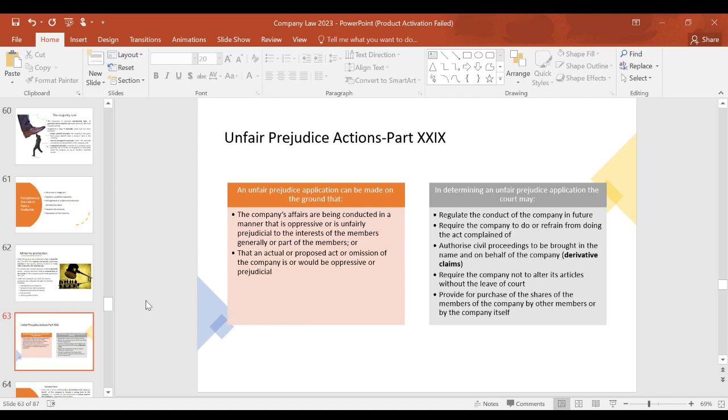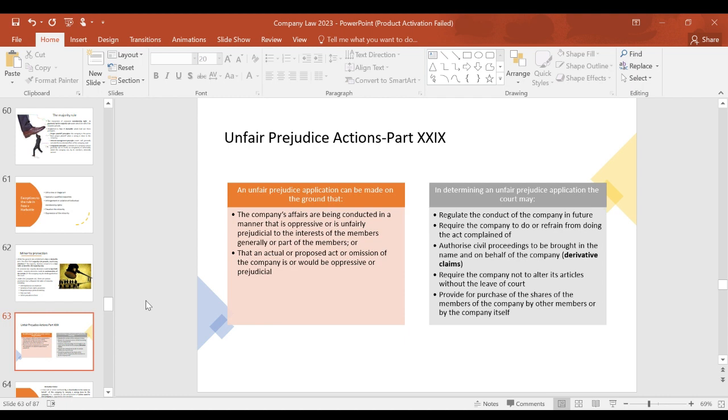The court may also require that the articles of association be altered or be modified. Remember, we discussed this in our previous lecture, that articles of association may be varied, or the court may also limit variation of those articles of association, especially if it will be in contravention with the Companies Act. So the court may order that the articles be altered or cease to be altered unless there is a leave of court.